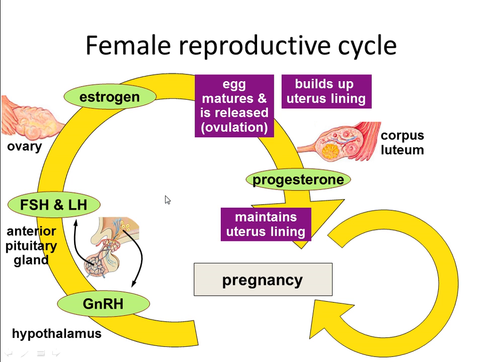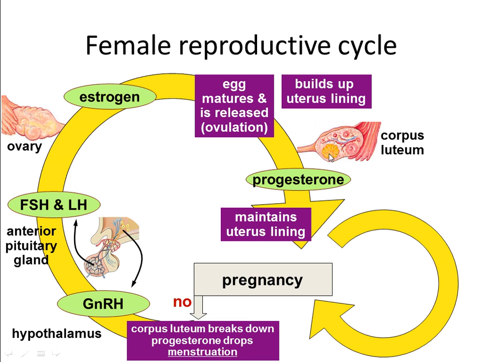Now, let's say that you're not pregnant. There's no fertilized egg. What's going to happen is this corpus luteum that's hanging out in your ovary is going to break down. Now remember, what was it secreting? It was secreting progesterone. What was progesterone doing? It was helping maintain that uterine lining. So when this breaks down, this is going to drop, which means the uterine lining will no longer be maintained, and therefore it will be shed.